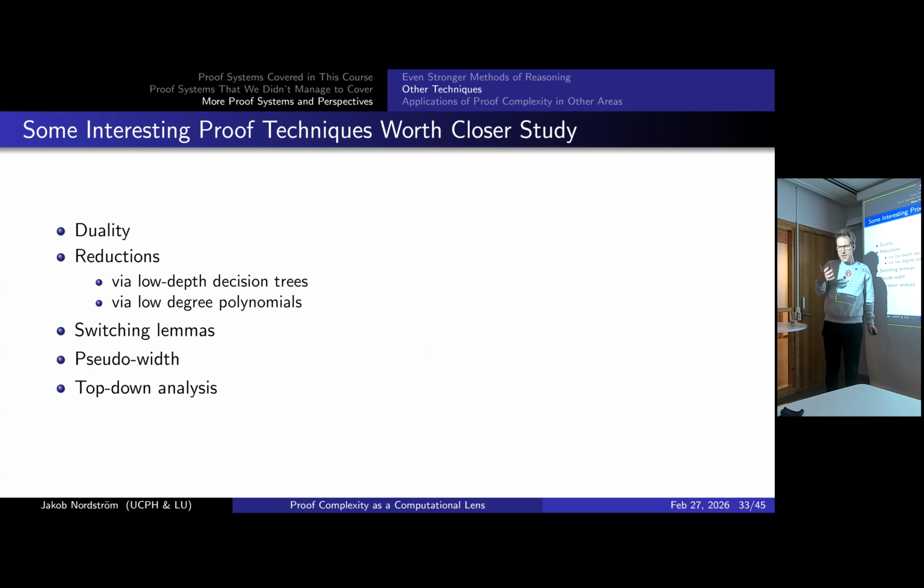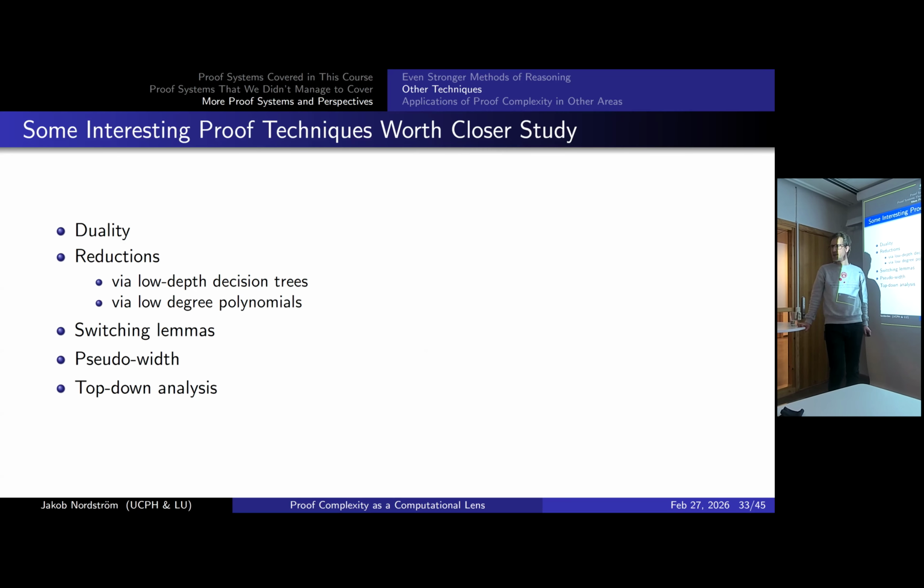We talked about reductions. With low-depth decision trees and low-degree polynomials, that I think is a useful tool that hasn't been used so much. Switching lemmas I talked about, I think this is well worth studying. Razborov's pseudo-width technique, I think, is quite interesting, and it might be worth studying what is known about weak pigeonhole principle formulas and how such lower bounds are proven with pseudo-width.